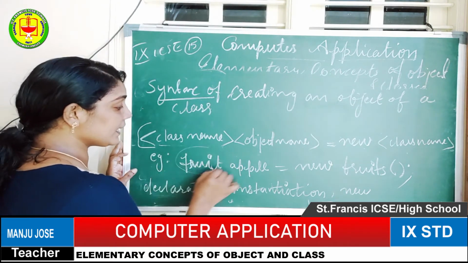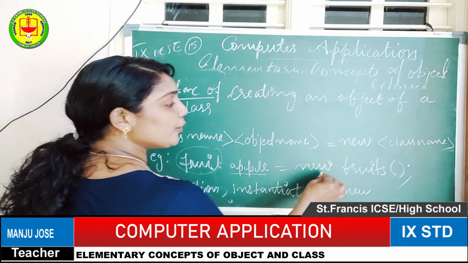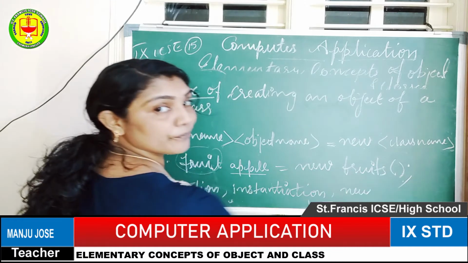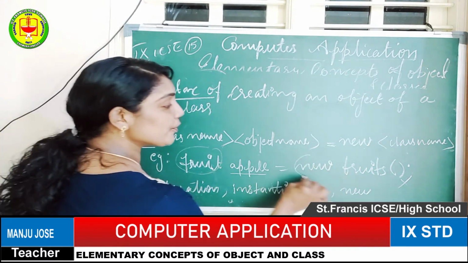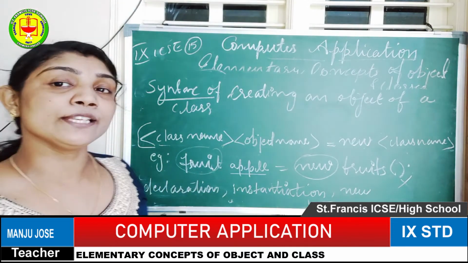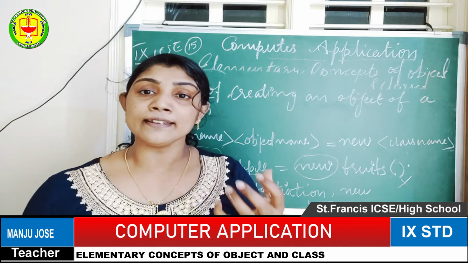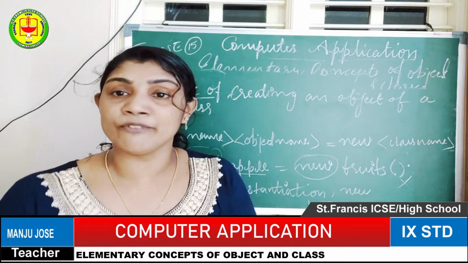So fruit is a class, and apple is an object, equal to new fruits function. Okay, so this is represented by a function or class. New is a keyword. So what is the use of the new keyword? The new keyword is used for allocating space in dynamic memory to store the given data.